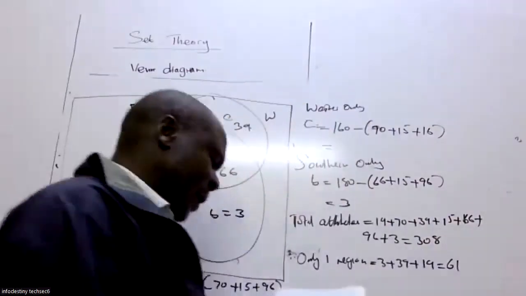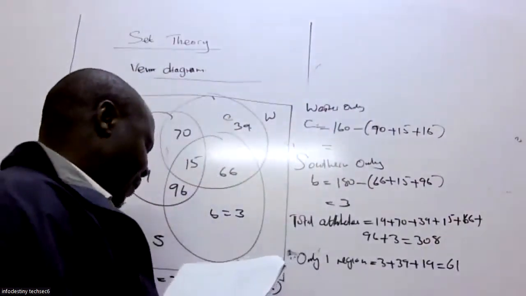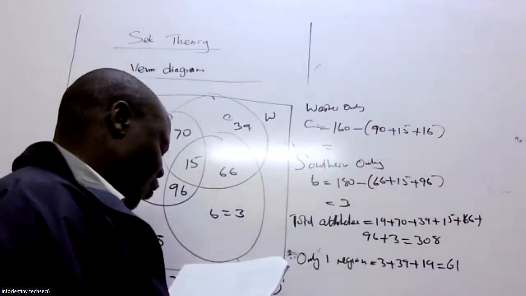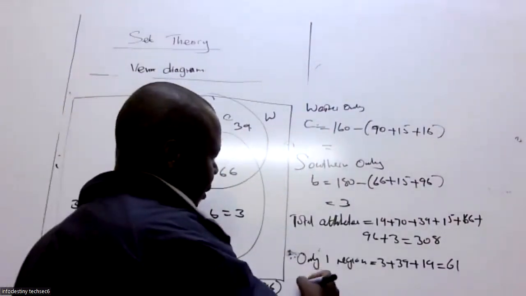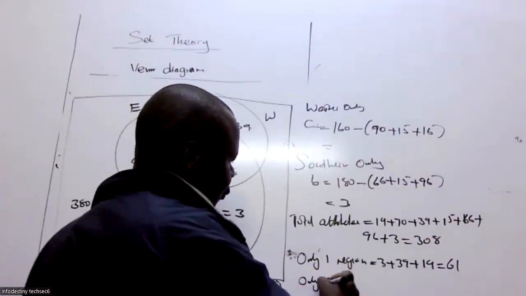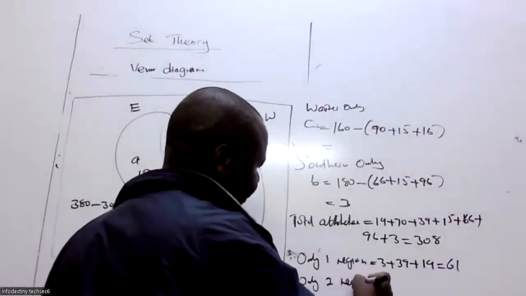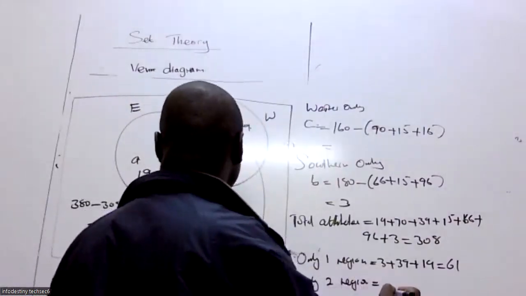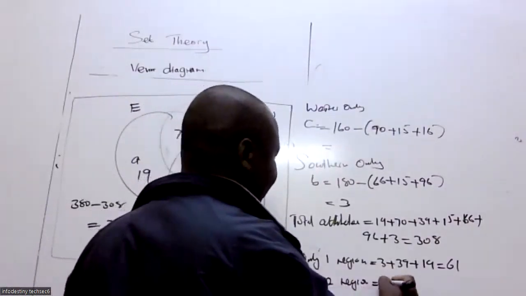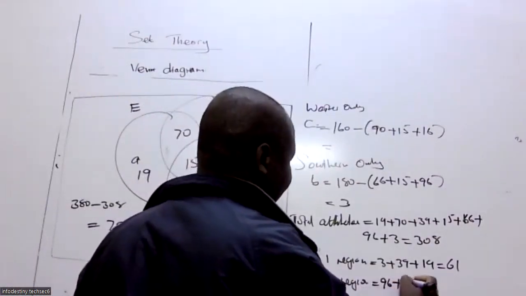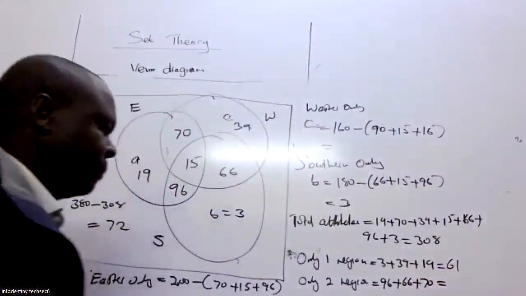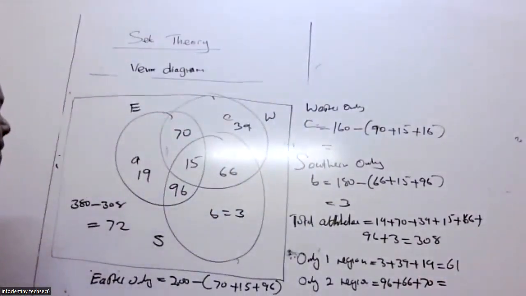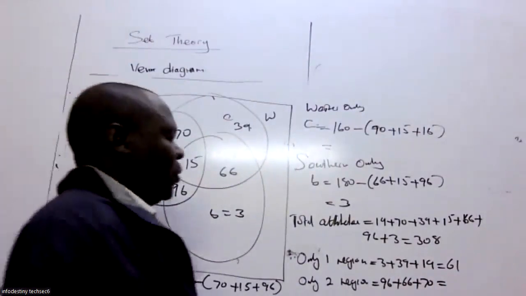Yes. Now the next one is the number of athletes that represent two regions only. Only two regions will be equals to 96 plus 66 plus 70. That is 232.